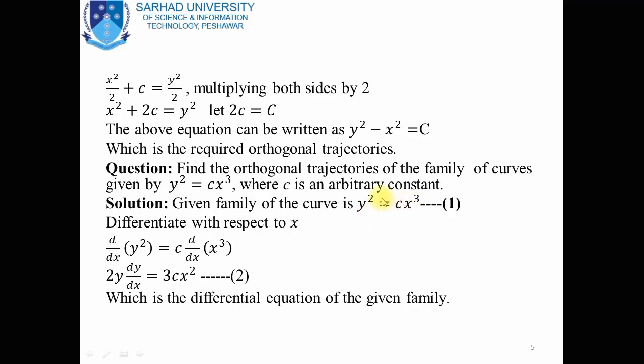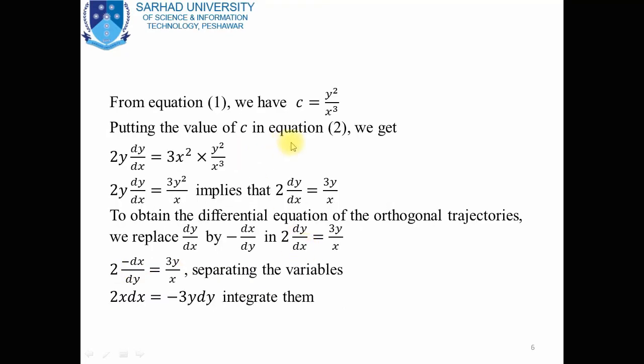Now it is given that y square is equal to cx cube. This is a given family of curves. So first of all find the differential equation of this family of curves by taking the derivative: 2y, again the derivative of y is dy by dx, is equal to, taking the power rule, 3x square. So this is the differential equation of the given family of curves. Now find the differential equation of the required orthogonal trajectory.